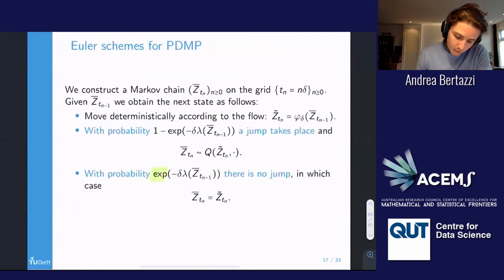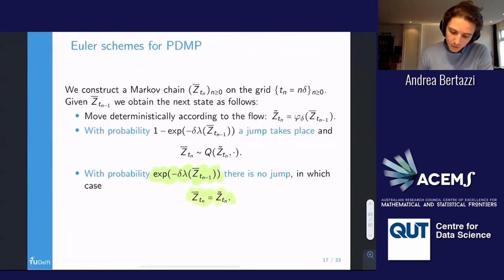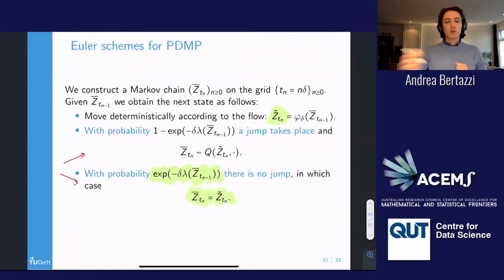Alternatively, with the opposite probability, there will be no random event, no jump. In that case, it is correct to think that the process will just move according to the deterministic dynamics. And this is what you see here, and again, this was our intermediate step. So these are the two cases, basically: move according to the deterministic part, establish whether a random event is taking place. If it is, then just use our Markov kernel. If it's not, don't apply the kernel.